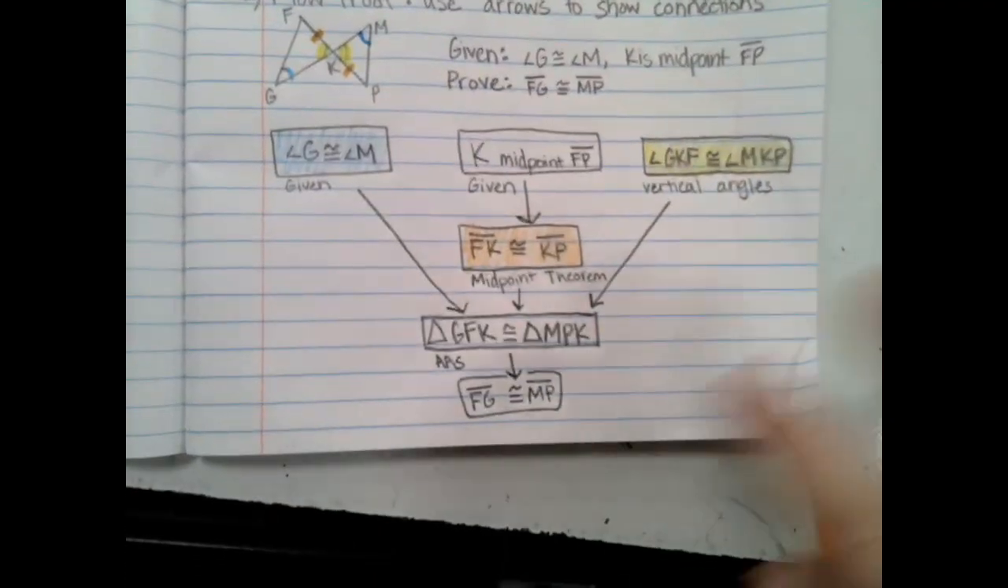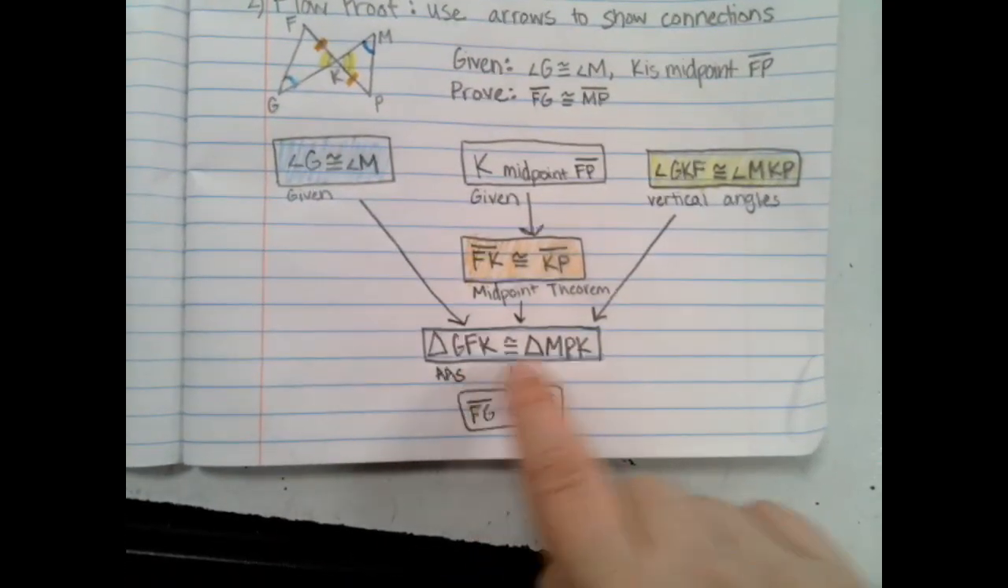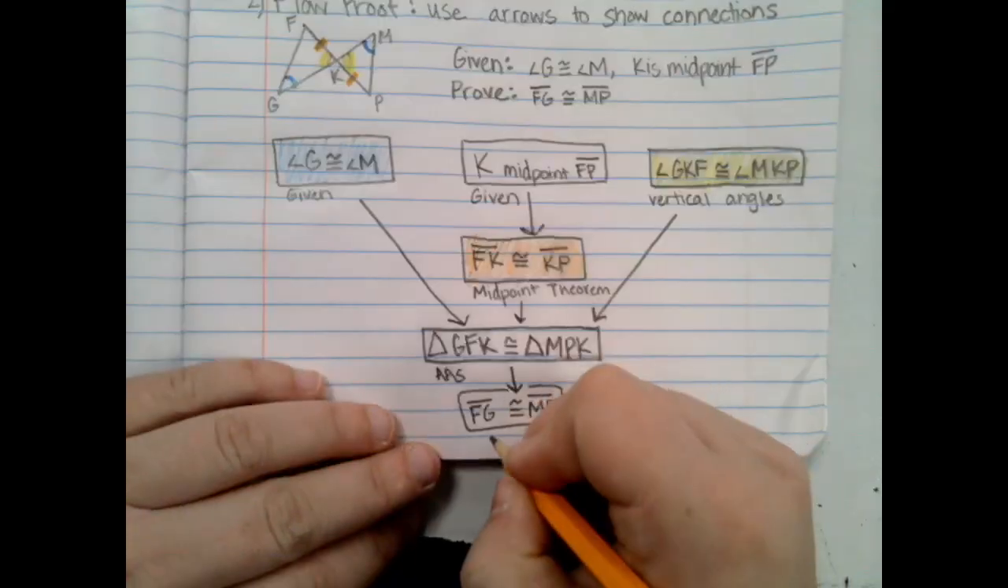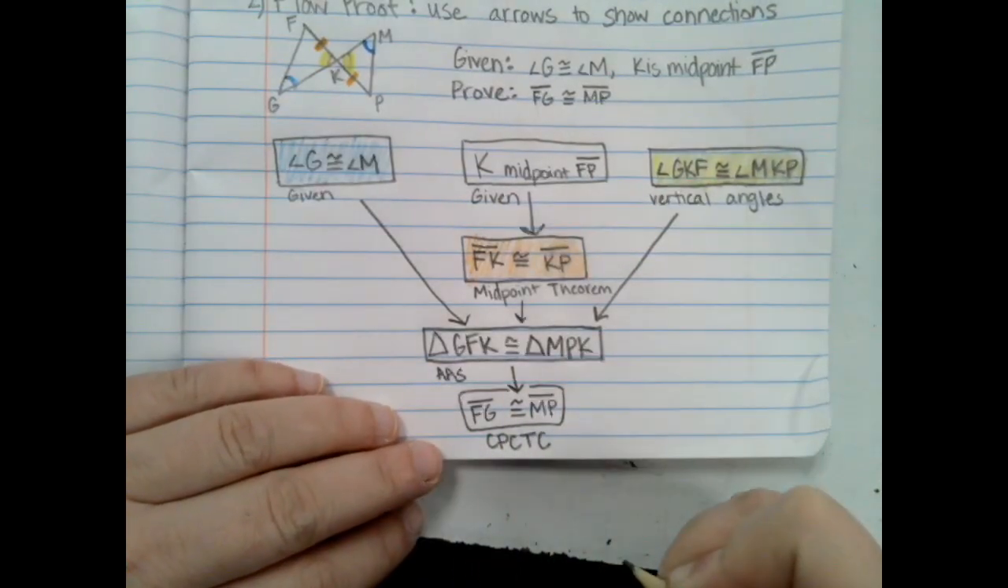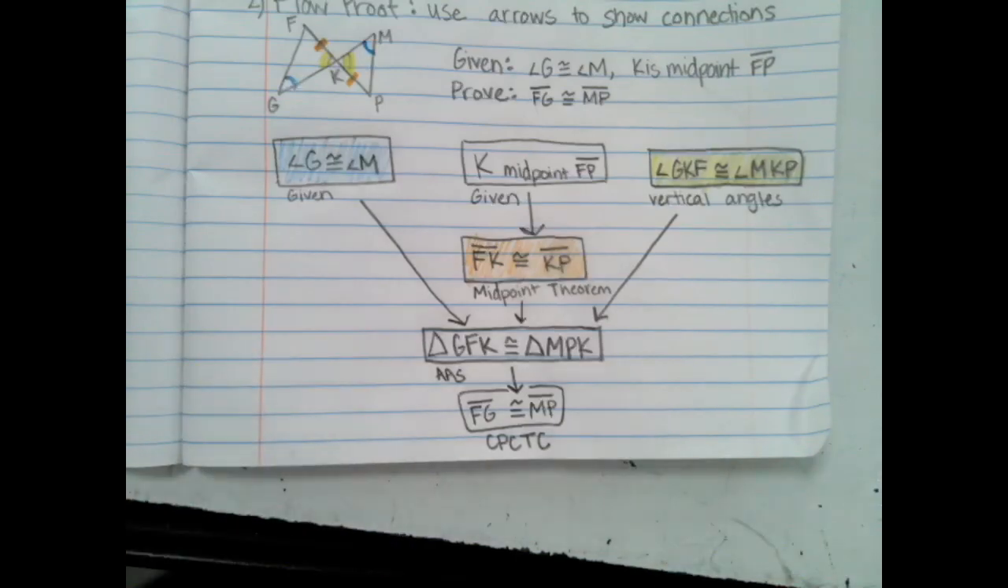Okay, since I already used angle, angle, side to prove that the triangles are congruent, this is when we're going to use CPCTC. Did I say it right? Yeah.